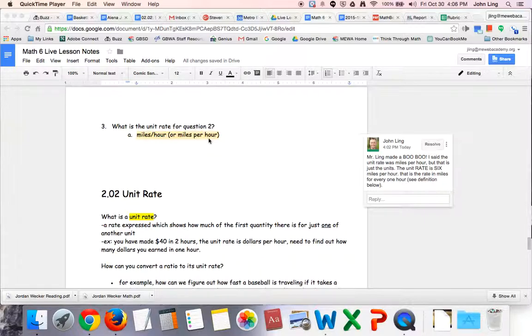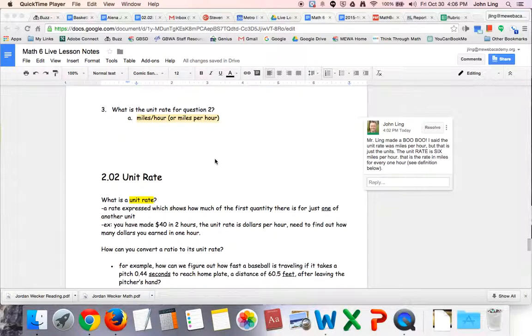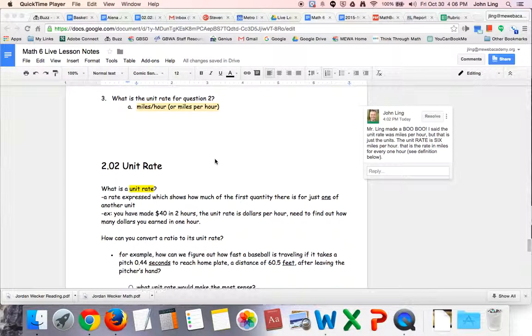Those are rates. Anytime you compare two different things like that, those are rates. Miles per hour is a rate. But the unit rate is how many miles in 1 hour. So the unit rate is you want to know the first quantity, how much would there be of that in only one of the second quantity. So if I wanted to know how many blocks I walked in 1 minute, I'd have to figure that out because I know it takes me 7 minutes to walk 3 blocks, so I'd have to do some math to figure that out.